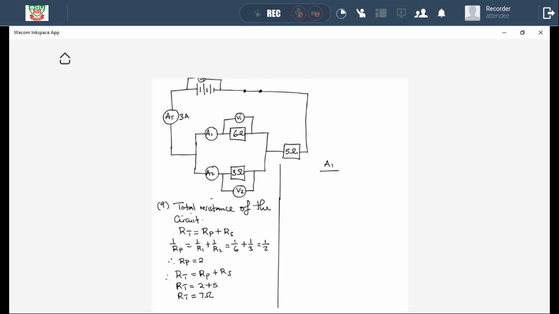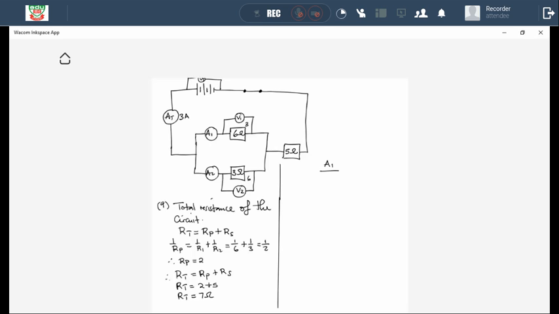So what you do, you interchange the resistors. You take 3, you put it on top, right? You take 3, you put it up there, and you take 6, you put it down there. So if you want to determine the reading for A1, remember A1 is not the total current of the circuit.